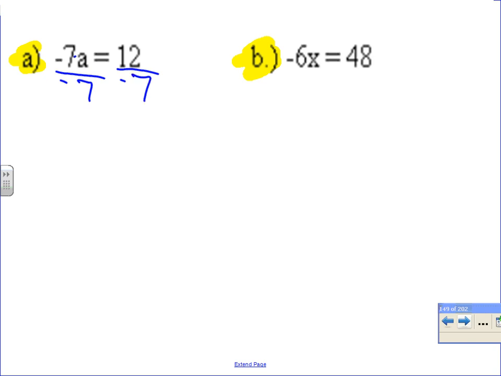Remember, your goal in an equation is to get the letter all by itself. Negative 7 divided by negative 7 is positive 1. You're left with the a here. 12 over negative 7 is an improper fraction that cannot be simplified. So I don't care how you write your answer, but can someone tell me how to write that as a mixed number? What would the mixed number be, Annalise?